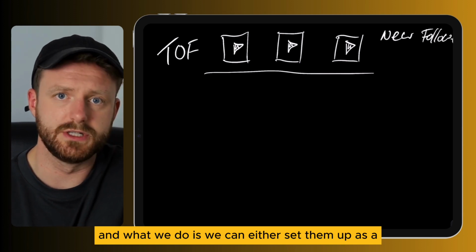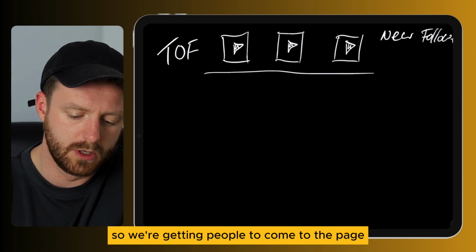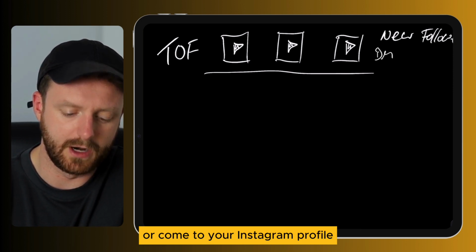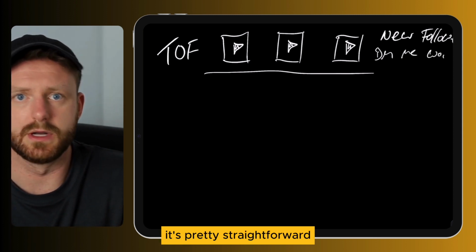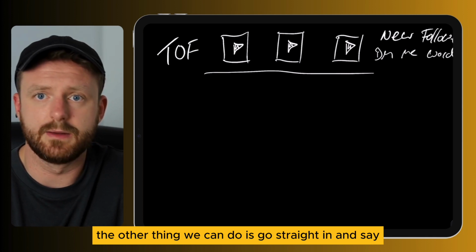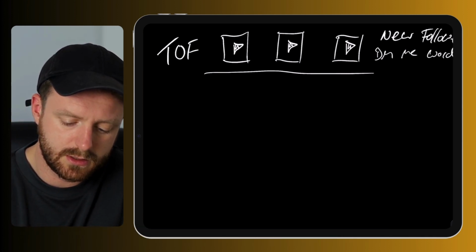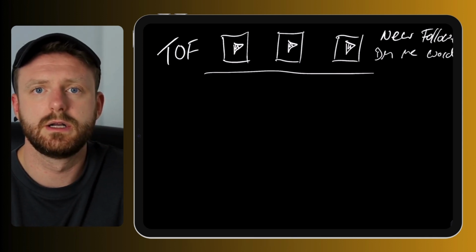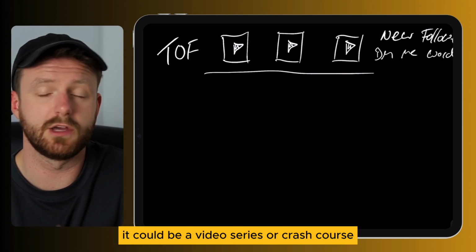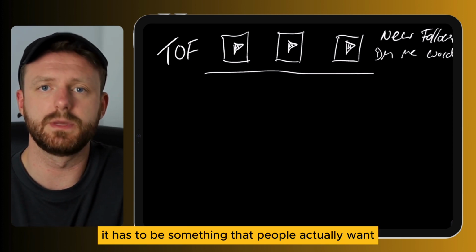And what we do is we can either set them up as a new follower ad. So we're getting people to come to the page or come to your Instagram profile and follow your account. It's pretty straightforward. The other thing we can do is go straight in and say, if you have a lead magnet, you can say, hey, DM me this word, and I will send over this lead magnet, right? So it could be a guide, it could be a PDF, it could be a video training, it could be a video series or crash course, like whatever it is, it has to be something that people actually want.